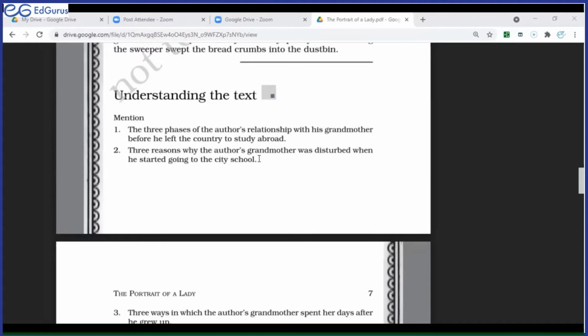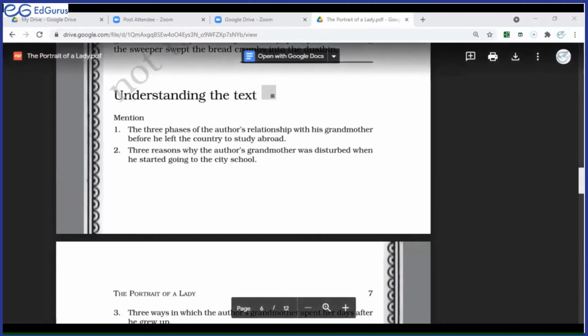Moreover, she was disturbed that no religious teaching was done in the school, which really upset her. And another point that displeased and disturbed her was when he told his grandmother that he was going to learn Western music, because she thought that Western music was not respectable. Right? So these are the 3 points that you will mention here.